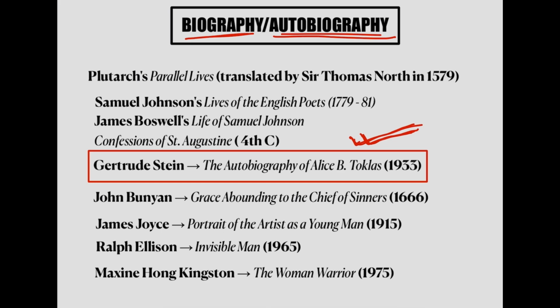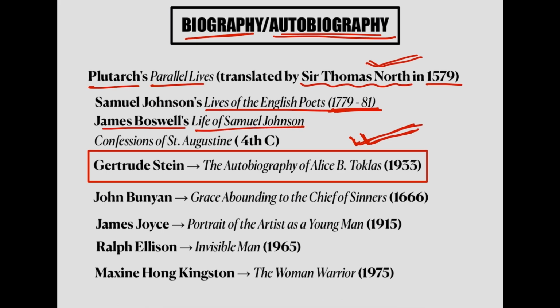Ancient Greeks and Romans produced short and formal lives of individuals. We have Plutarch's Parallel Lives, which was later translated by Sir Thomas North in 1579. This is important. And we have Samuel Johnson's Lives of the English Poets, 1779 to 81, and James Boswell's Life of Samuel Johnson. This is also important. Please comment down below the published date of this work.